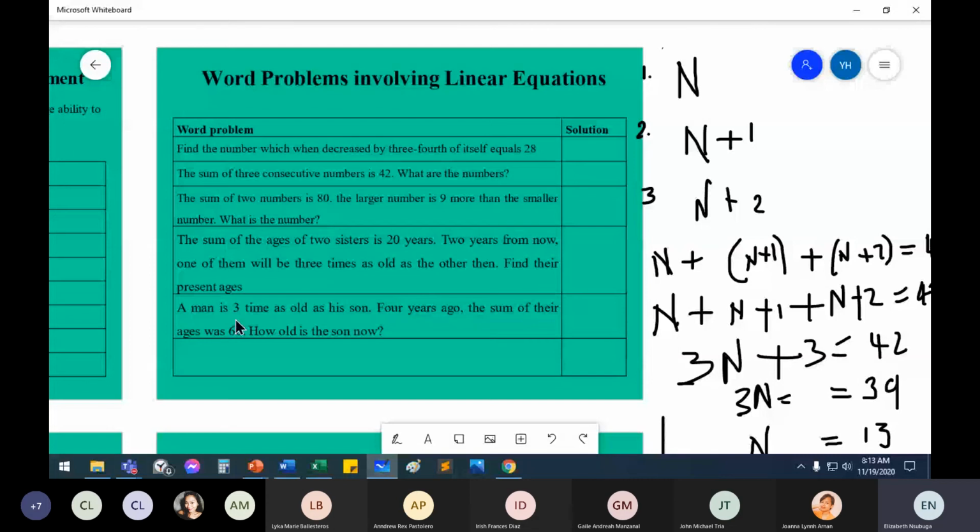A man is 3 times as old. What does that mean? 3 times, multiplication. When they say sum, addition. So you'll be able to come up with an equation. Most of the time you'll need to come up with a number of equations, and then relate them into one equation so that you'll be able to solve for the variable.